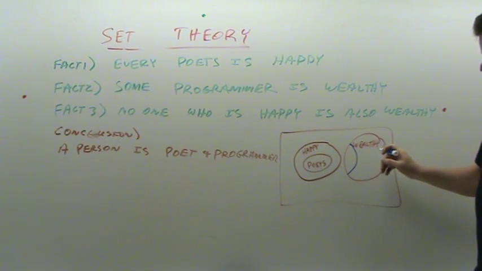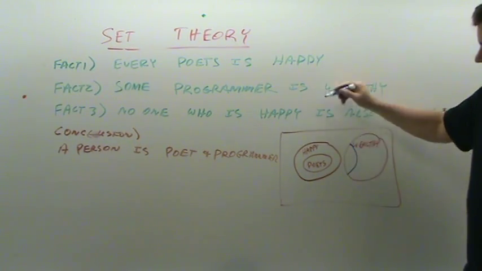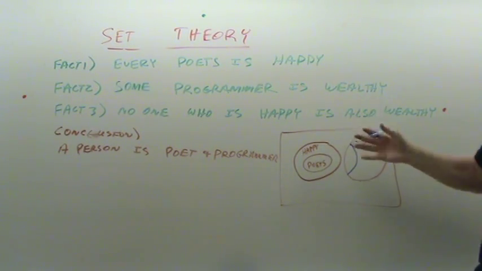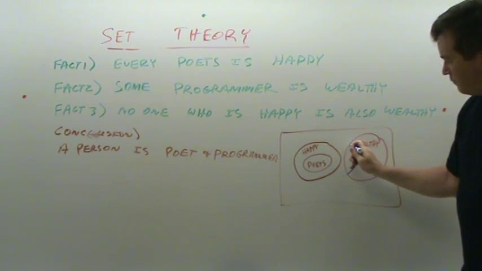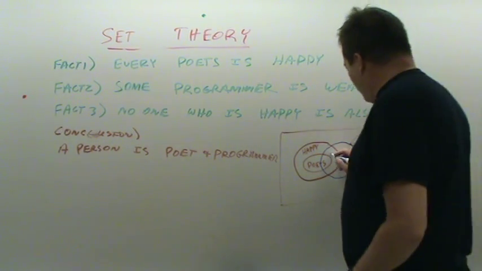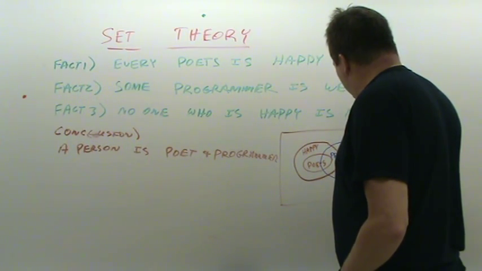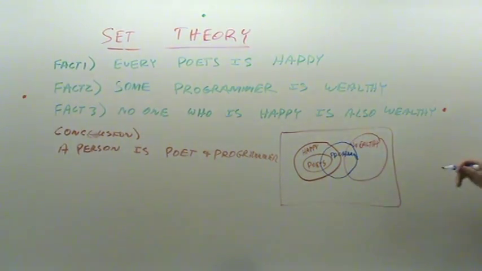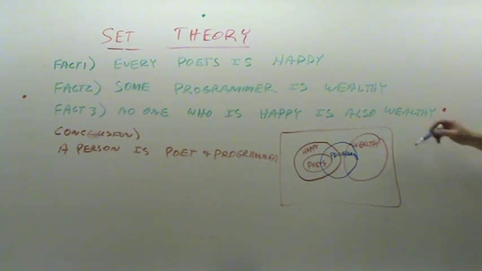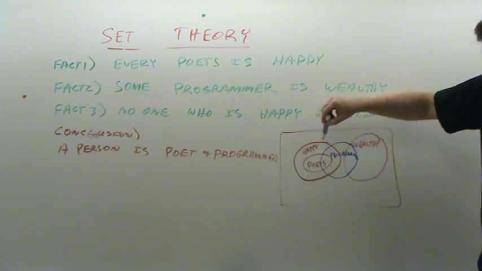So some are wealthy, some are not. Now the ones that are not, can they be happy? There's no rule telling us they can't be happy. And there's no rule saying if you're a poet you can't be a programmer. So the programmers can go like this. So these are now our programmers. So just by changing this from every to some, all of a sudden, it is possible to be a programmer and a poet, and you will be happy.